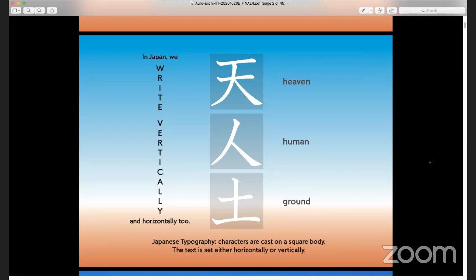So Japan developed its own phonetic alphabet, the equivalent of ABC, or of many Indian languages as well. Nowadays it's 46 phonetic scripts to write. But in the middle of this screen, you see top to bottom heaven, human, ground. They're all Chinese characters. And even the Japanese phonetic scripts were simplified from some of the characters, not from all of these.